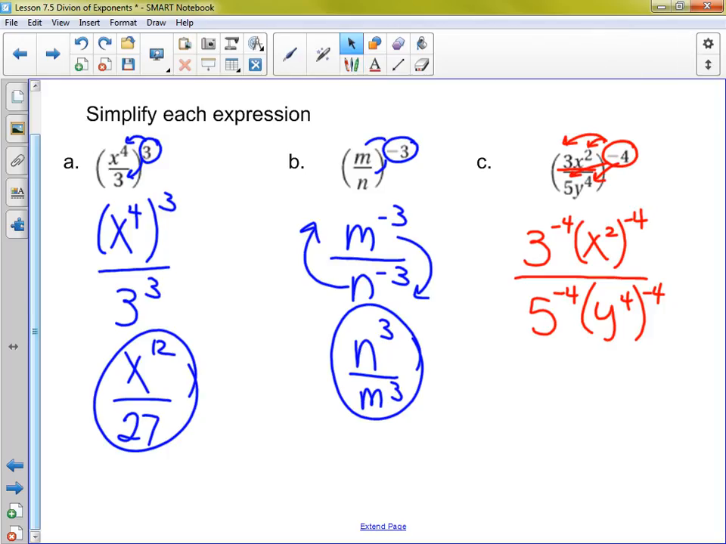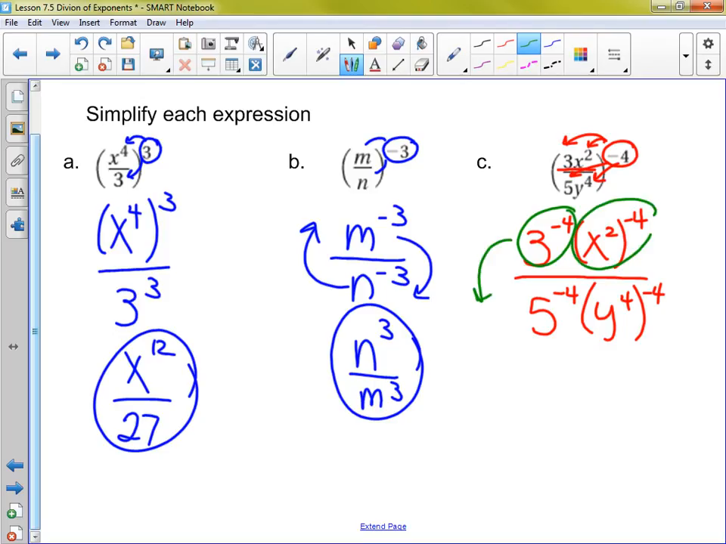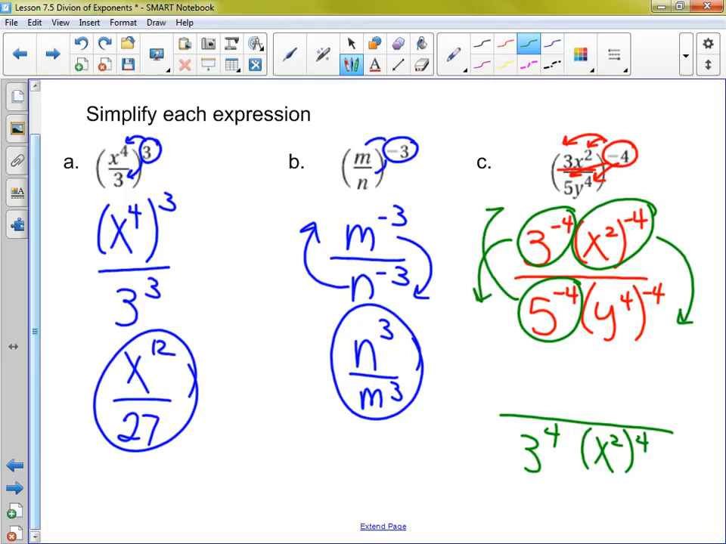Now because you have negative exponents on every part of this problem, you could start by moving everything. The 3 to the -4th goes down, and the x squared to the -4th goes down. So it ends up on the bottom of the fraction. Then you could do the same thing on the bottom. 5 to the -4th can go up to the top and become 5 to the +4th. Y to the 4th to the -4th can go up to the top and become y to the 4th to the +4th.